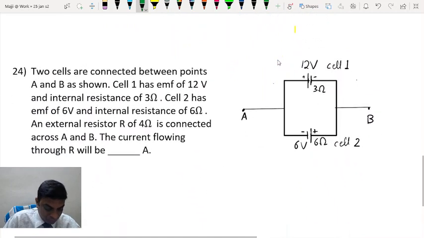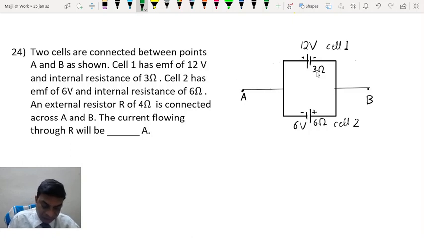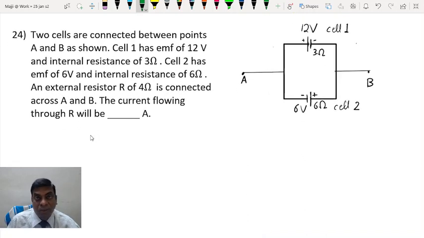Then moving on to the next question. Two cells are connected between points A and B as shown. Cell 1 has EMF E1 and internal resistance, cell 2 has EMF E2 and internal resistance, and external resistance R of 4 ohm is connected across A and B. Find the current flowing through R. So this question can simply be solved, students, by replacing this system with a single equivalent cell.